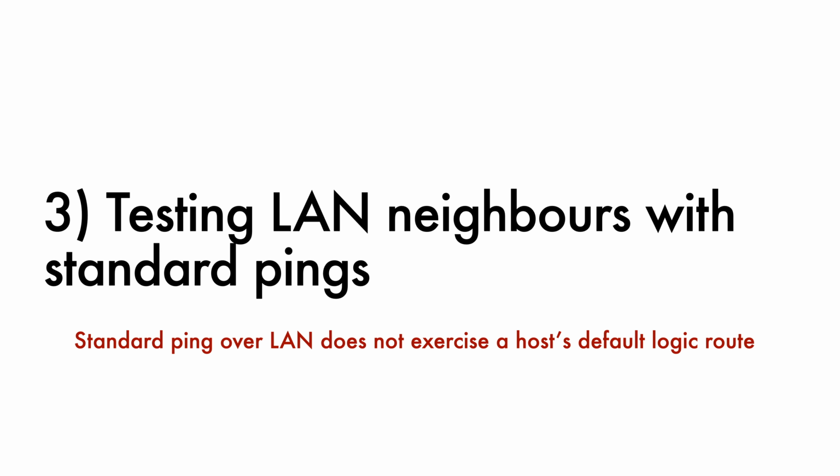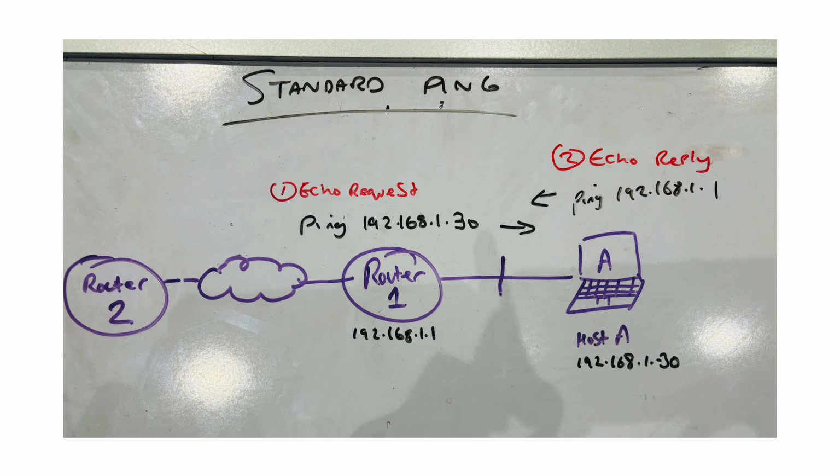Now, if we talk about testing LAN neighbors with standard pings, you'll see that, for example, here, this is a standard ping. A standard ping can only test so much. For example, if we want to ping from router 1 to host A, which is this laptop here, if we want to ping the IP address of host A, we can do that. It sends out an echo request, and then host A will send out an echo reply. But this will only test so much.